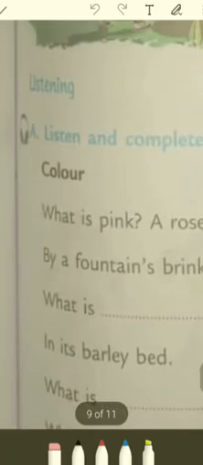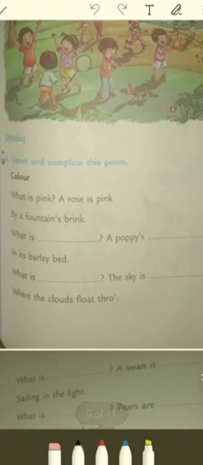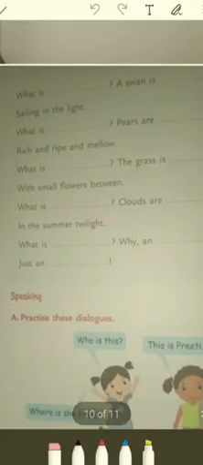So then what do we have? We have listening. You are asked to listen and complete this poem. Color. What is pink? A rose is pink. By a fountain's brink. What is dash? A poppy. So it's based on the CD. So you can listen to the CD and do this.